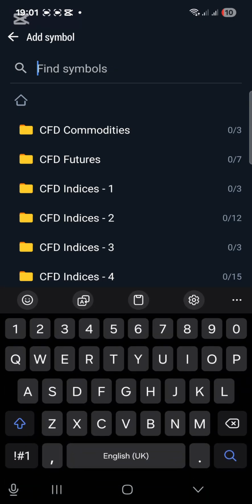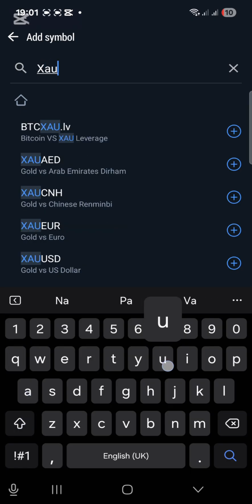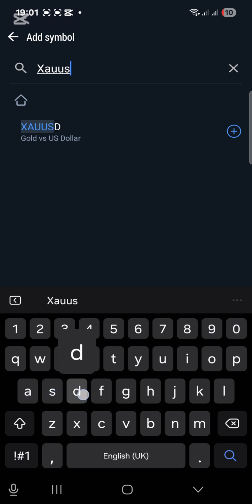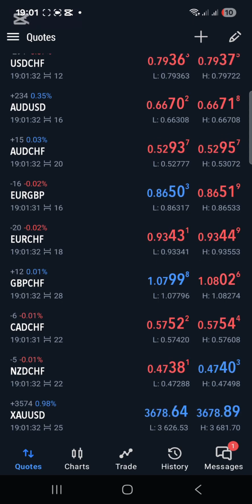For example, let's EU USD, that's a dollar currency. Gold versus dollar currency. You click on the plus sign that is against it on the right side, click like that, and then go back. And when you scroll down there, you can see we got it here. Let us use it as an example, by the way.